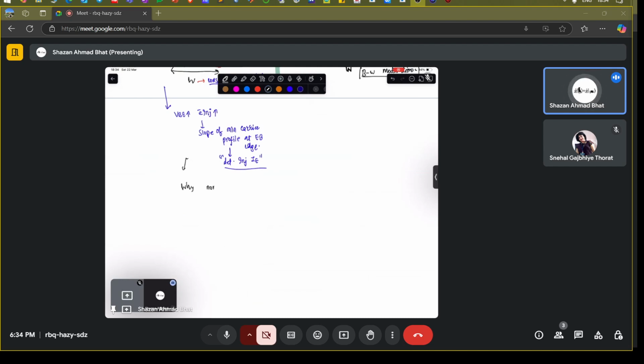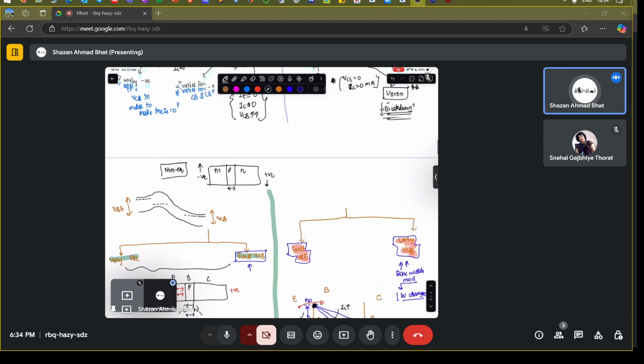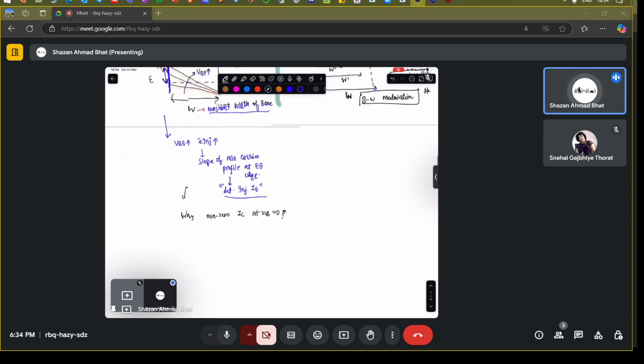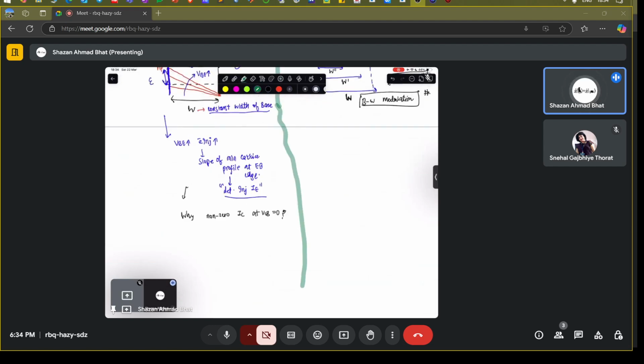Why non-zero IC at VCB equals zero? So that was the question which we posed here in this particular plot: why is there a non-zero current in the common base configuration? So again, we can understand it from the band diagram directly.